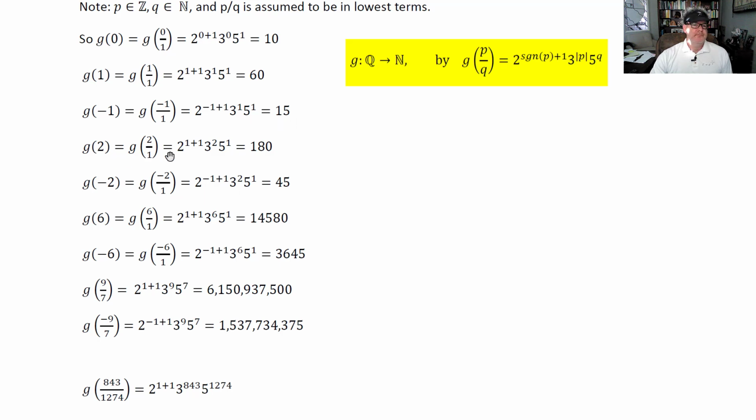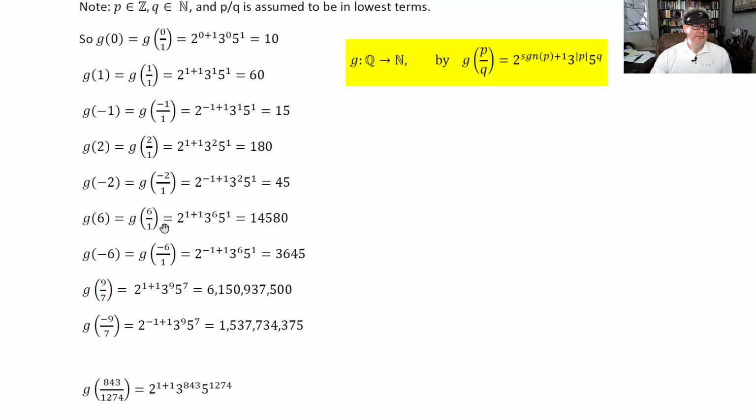G of 2, that's positive, so 2 to the sine of 2 is 1 plus 1. 3 to the 2, 5 to the 1. So 9 times 5, 45 times 4, 180. And you have negative 2. The only difference if I go from positive to negative is this leading 1 goes to negative 1. So it becomes 2 to the 0. So this will just be 45.